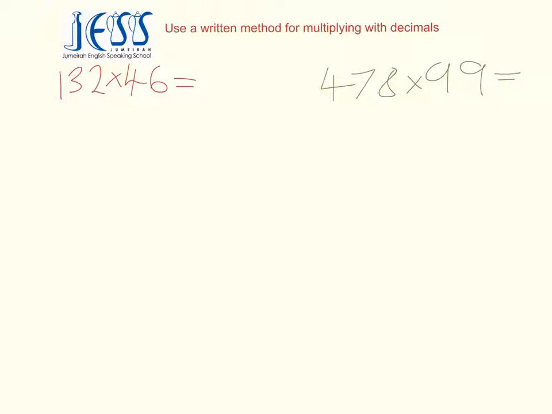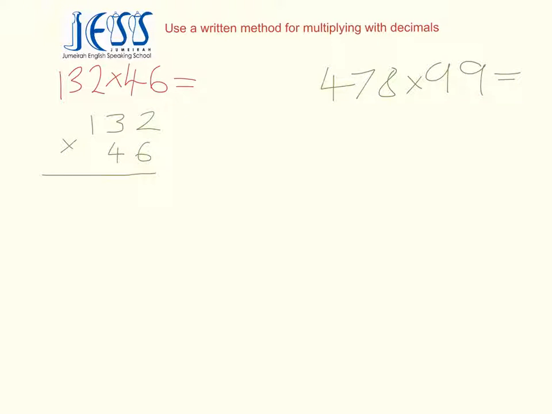Okay, so in this tutorial we're going to be looking at how we can use a written method for multiplying, and also look at multiplying with decimals later on. The first thing you need to be when you're multiplying is organised, to make sure you're getting the place value correct. So when you set it out, make sure that you've got the numbers with the correct place value.